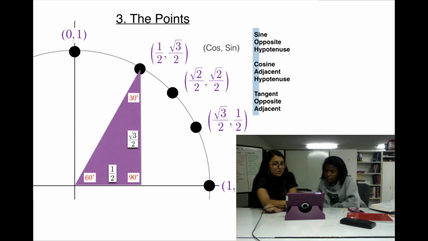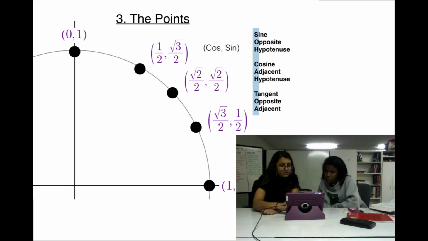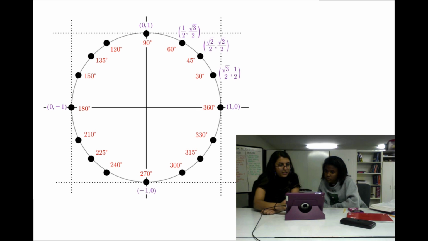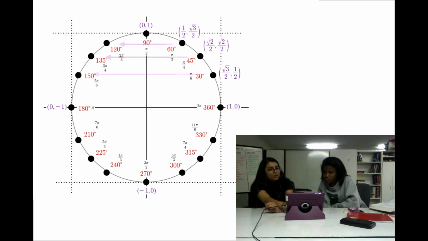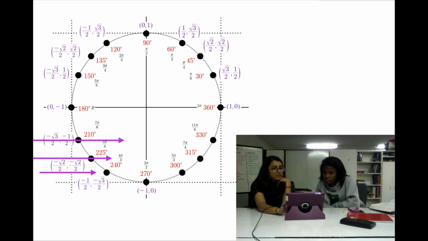Also, we just want to point out that right here, this is x, and this is y. So sine is the y for each of these. Okay. Then we take this whole thing and we're just going to reflect it. So we reflect across that way and we fill all these in where the x's are negative. Reflect that way and one more, and then that fills everything in.